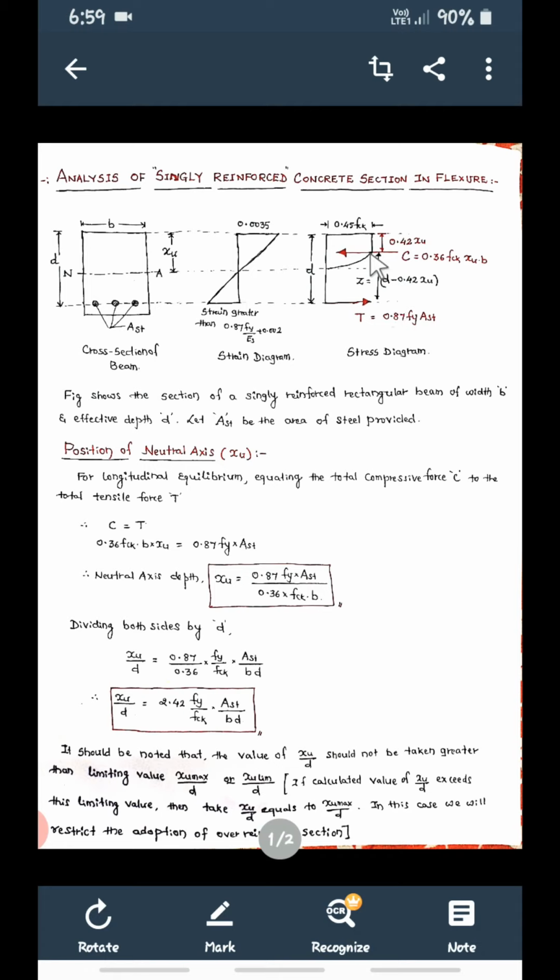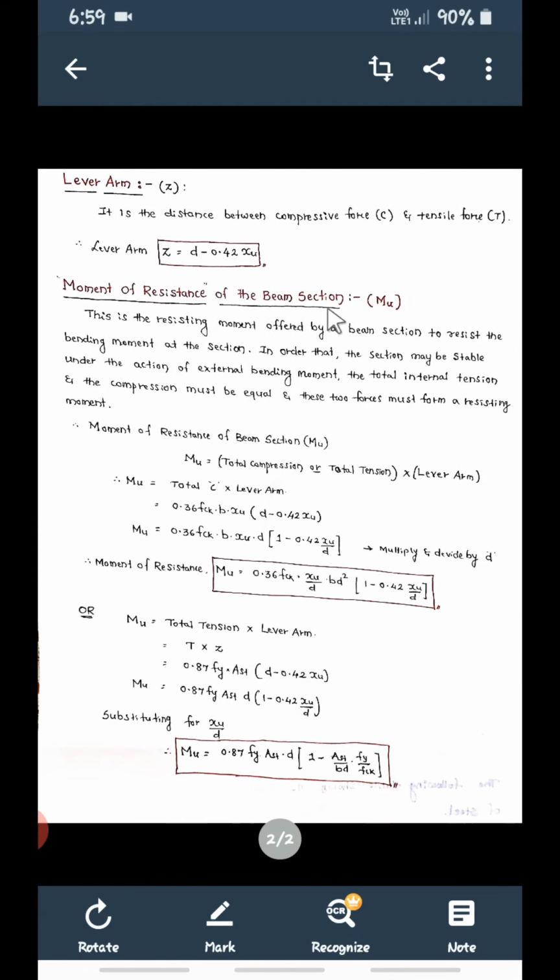Okay, so whatever the moment given by the C and T is known as resisting moment or moment of resistance. So the moment of resistance of the beam section, Mu. Mu is equal to, so what is moment? How will we calculate moment? Moment is equal to force into perpendicular distance, as we know from the basics.